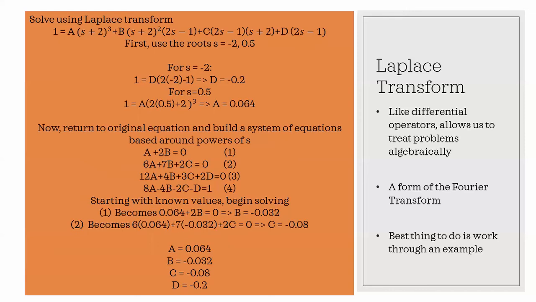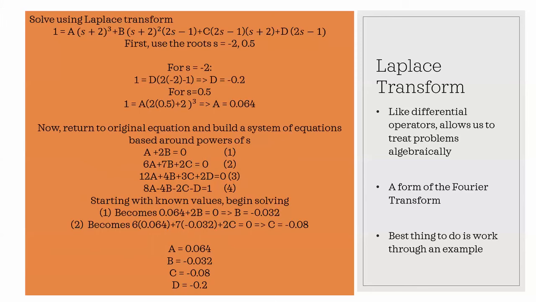Now we use our second root, s equals 0.5. In a similar vein to our first root, we find that 1 is equal to a times the quantity 2 times 0.5 plus 2, cubed. And this is just as easy to solve for a, and we find that a is equal to 0.064. So now we have 2 of our unknowns solved for with 2 of our roots.